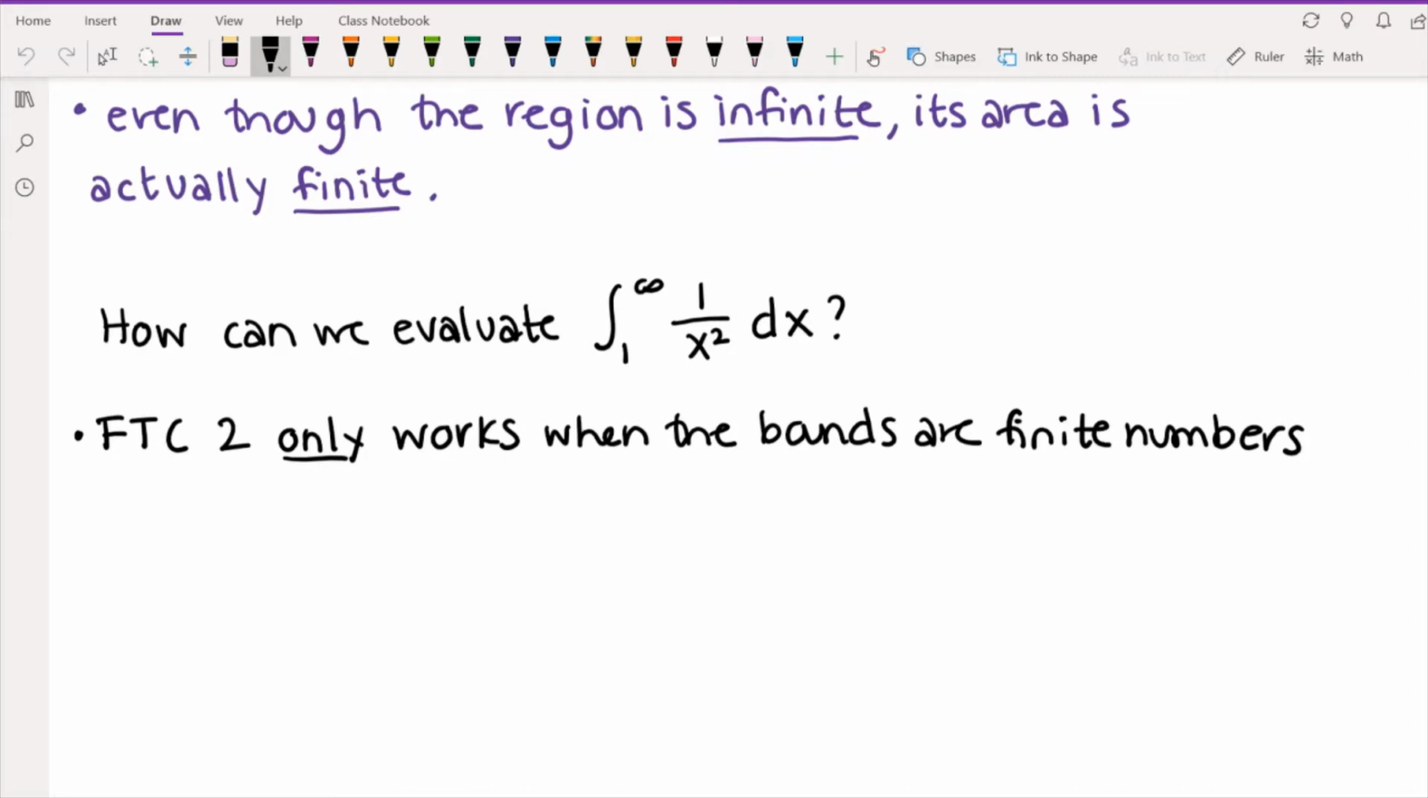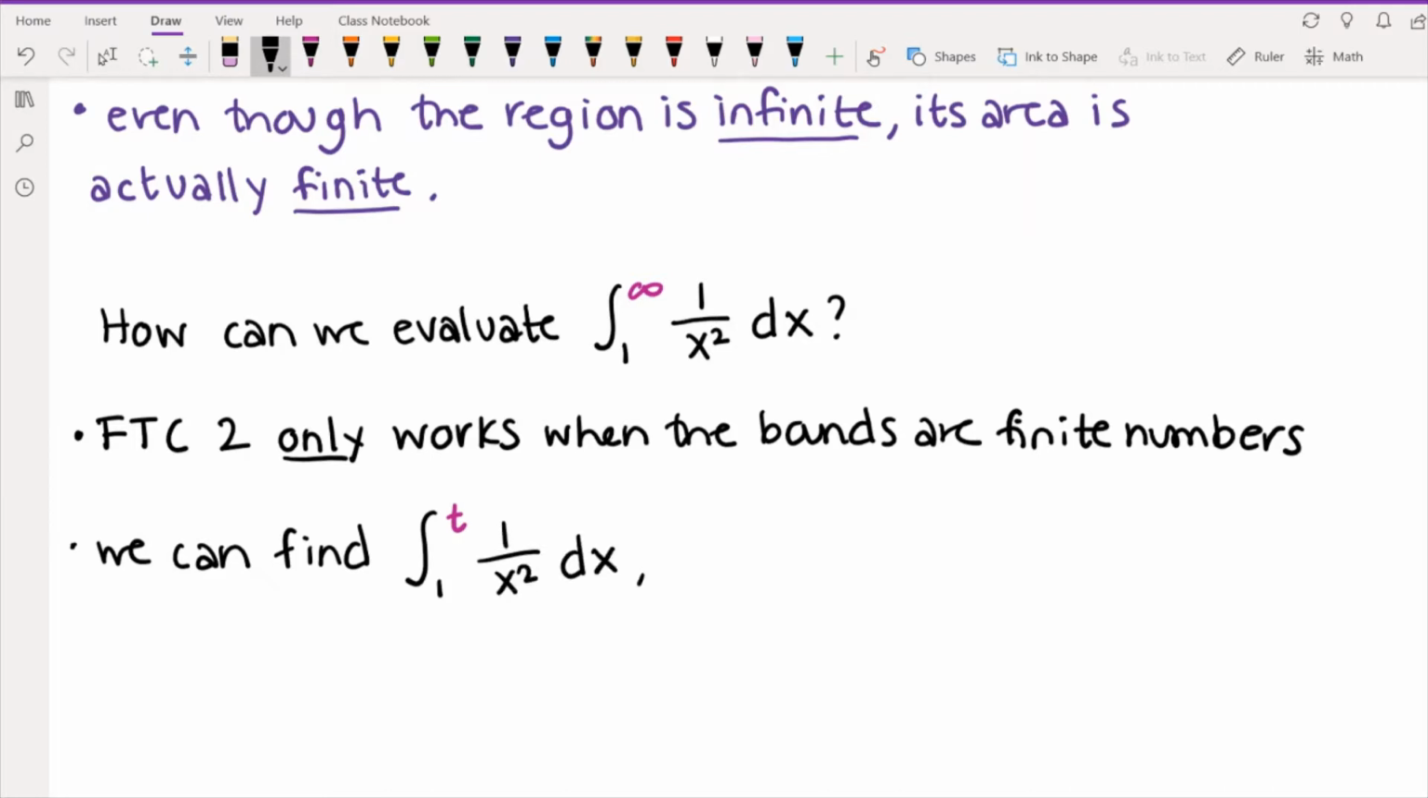So we're going to think of the top bound as being a finite number. So what we'll do is find the integral, instead of from 1 to infinity, and let me use some color to stand out here, we're going to find the integral from 1 to t, where t is just a number.